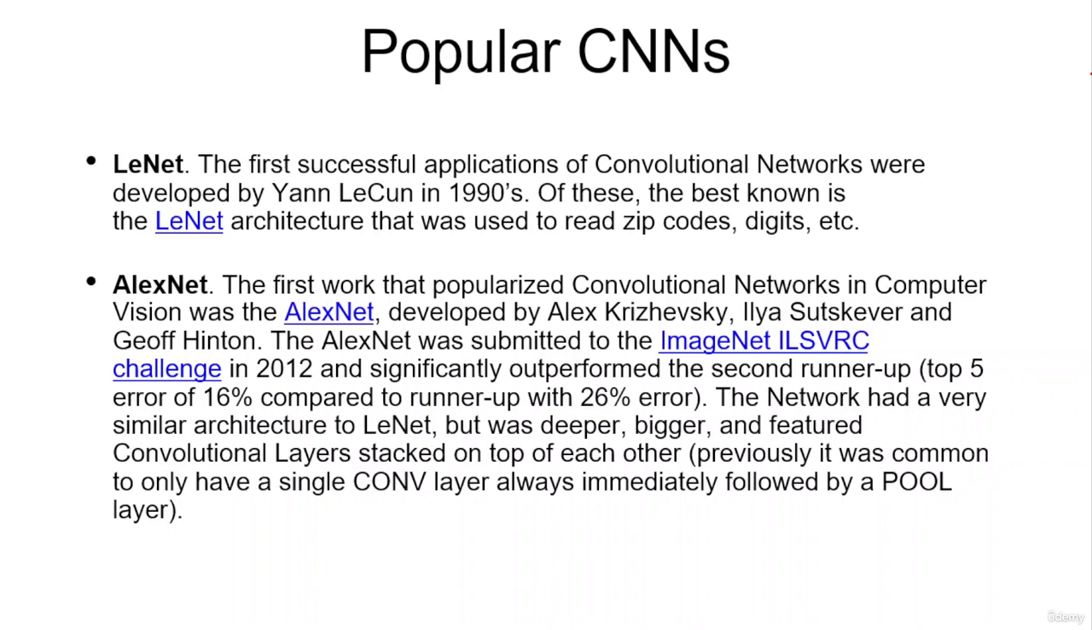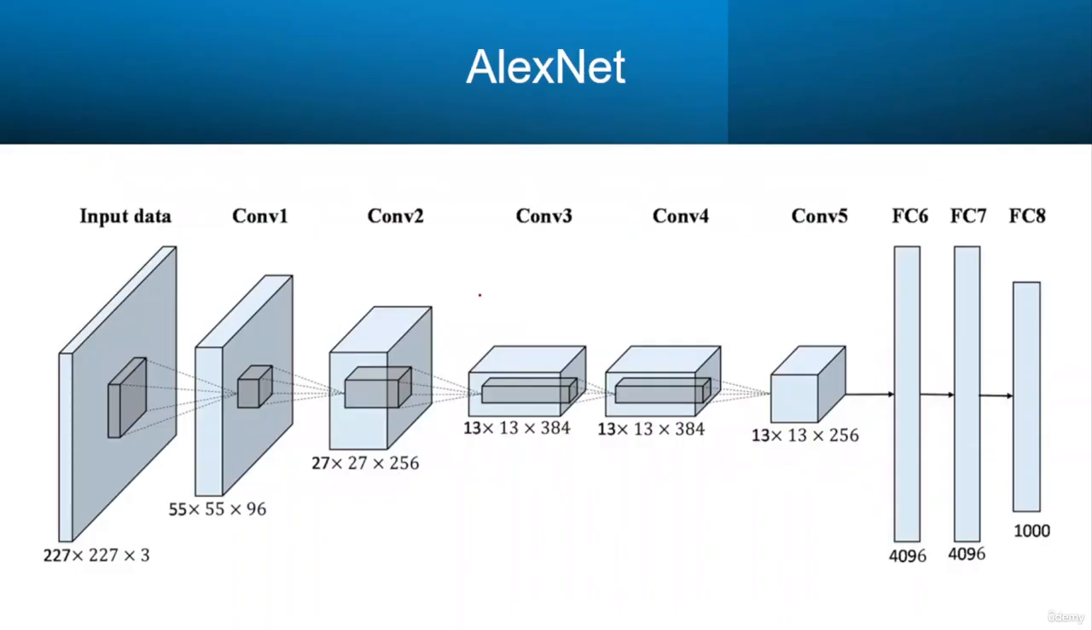And then the AlexNet convolutional neural network. The first work that popularized convolutional neural networks in computer vision was AlexNet, developed by Alex and Geoff. AlexNet was submitted to the ImageNet challenge in 2012 and significantly outperformed the second runner-up. The network had a very similar architecture to LeNet but was deeper, bigger, and featured convolutional layers stacked on top of each other.